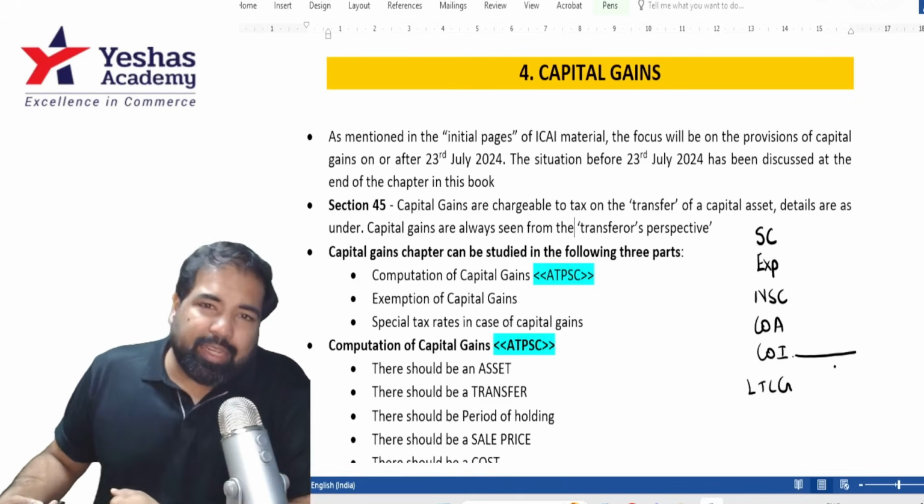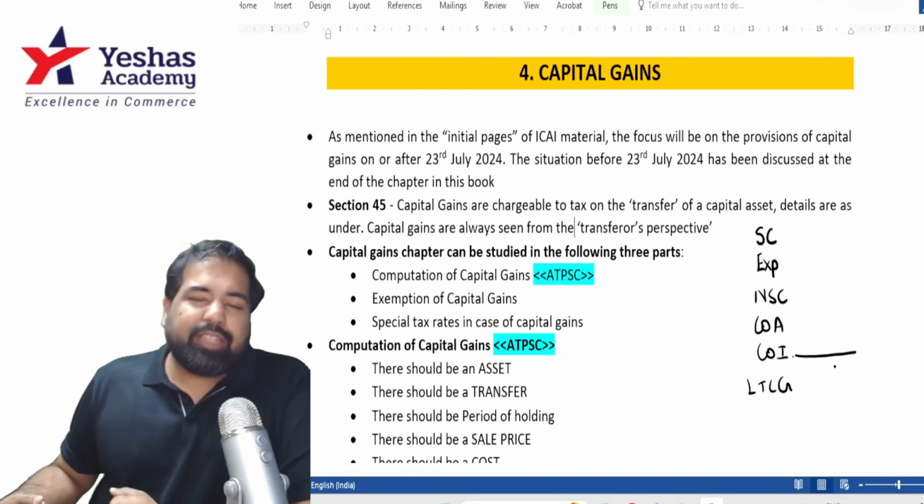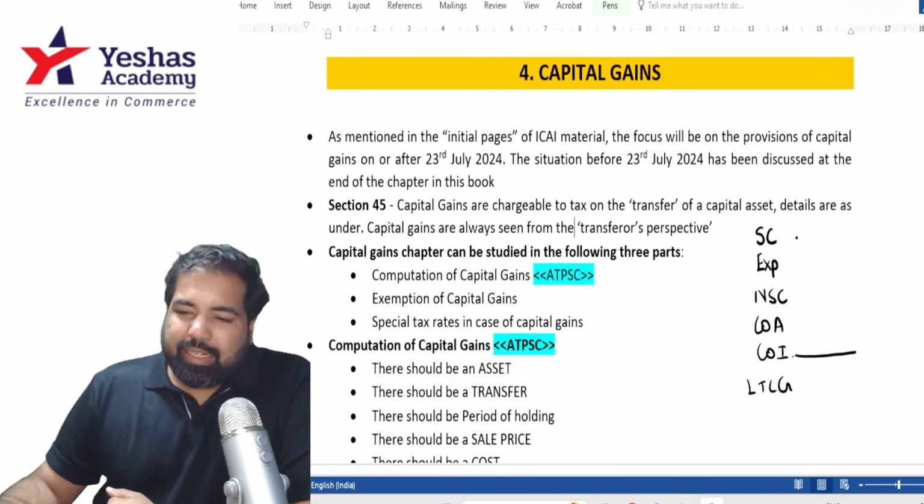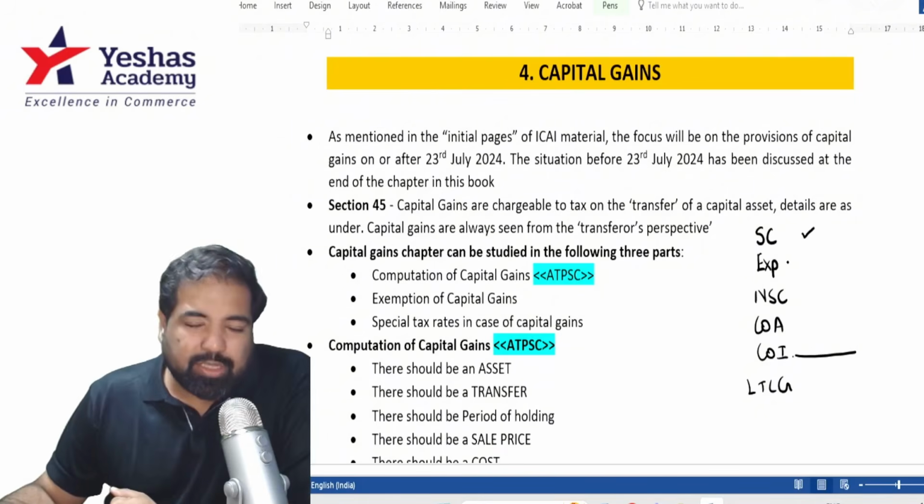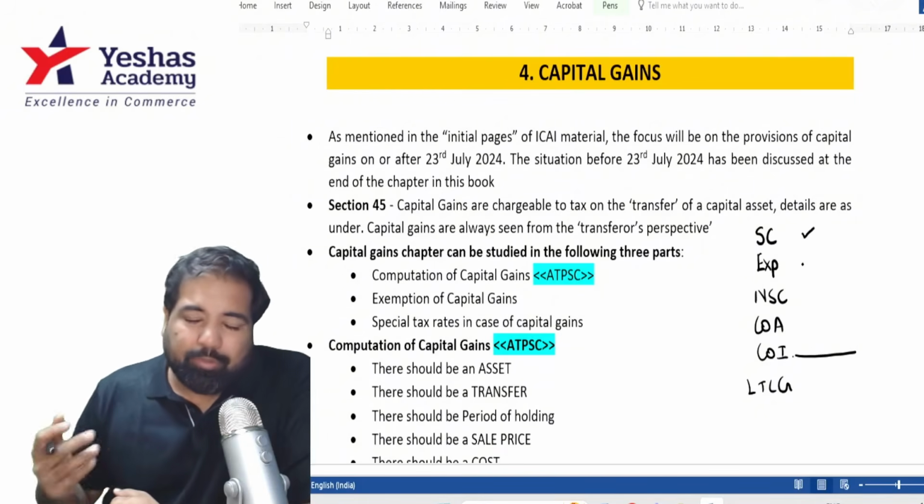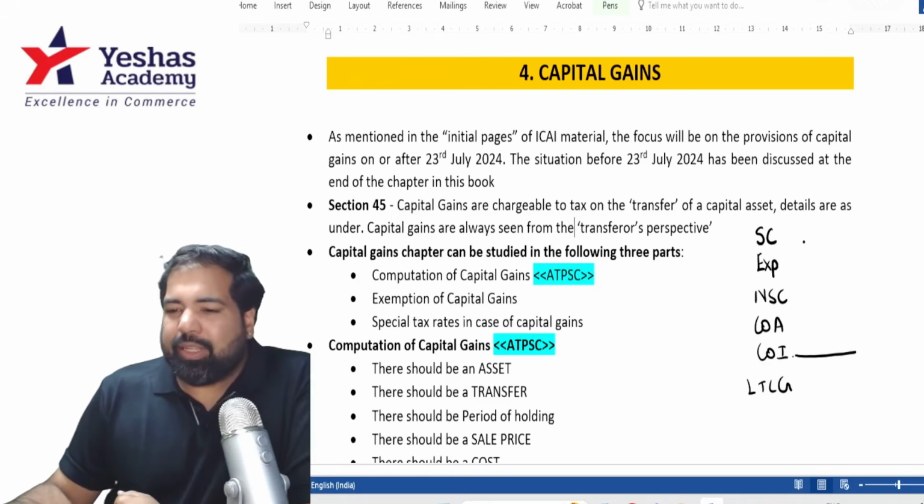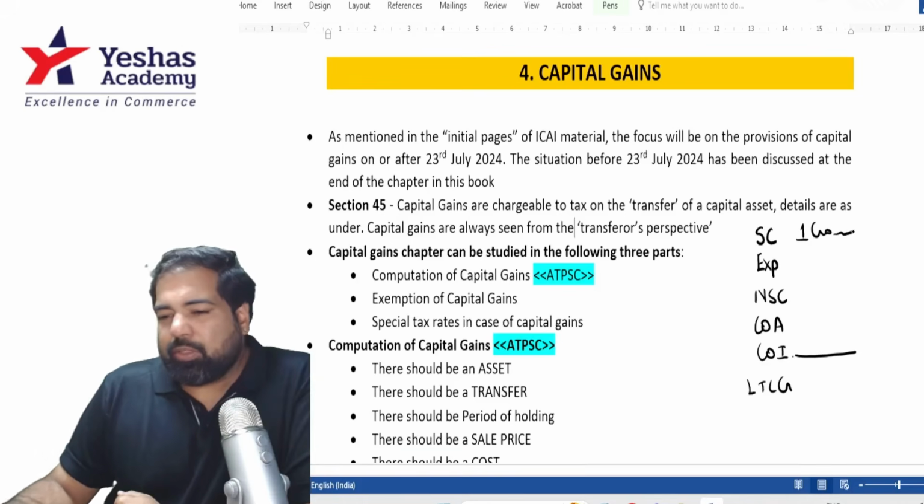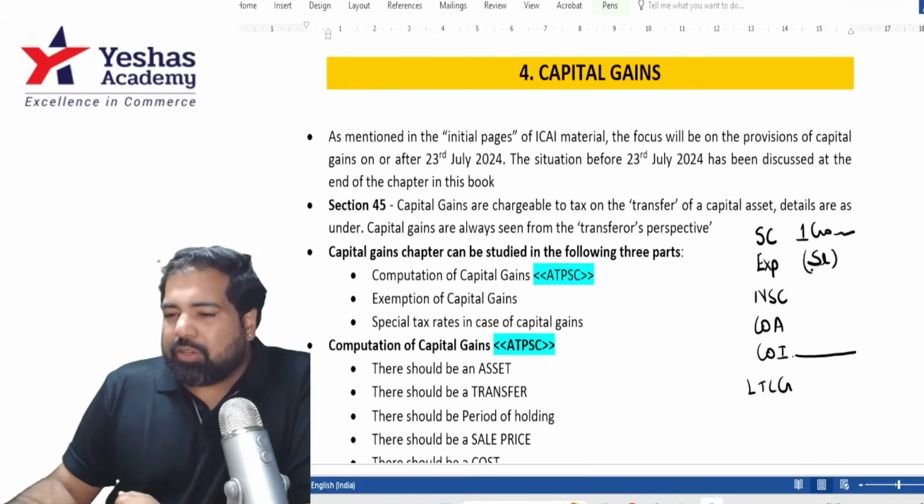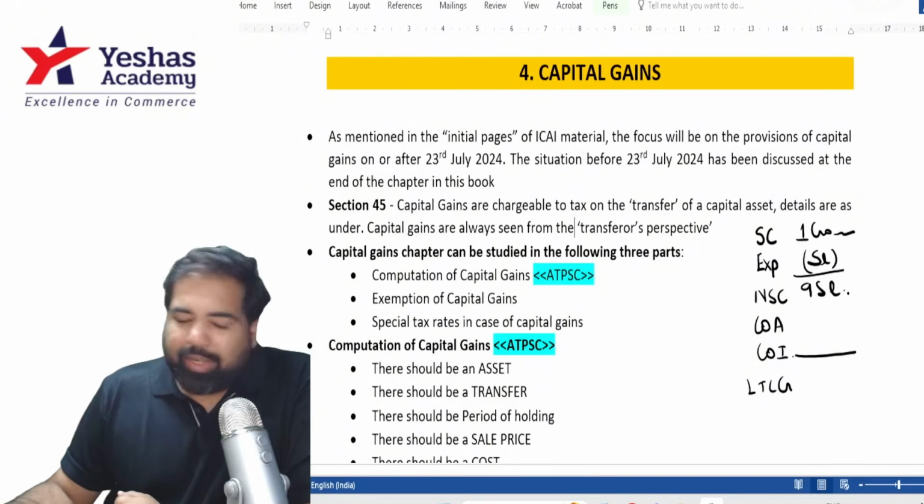Example, if in the exam they're selling shares or gold or any asset, then you will put that sale consideration here. Of course, there are some exceptions, like for building, you will compare the stamp duty value, etc. Then if there are any expenses on transfer, you will minus that. Example, let's say the sale consideration is 1 crore rupees. Expenses on transfer is 5 lakhs. So your net sale consideration will become 95 lakh rupees.